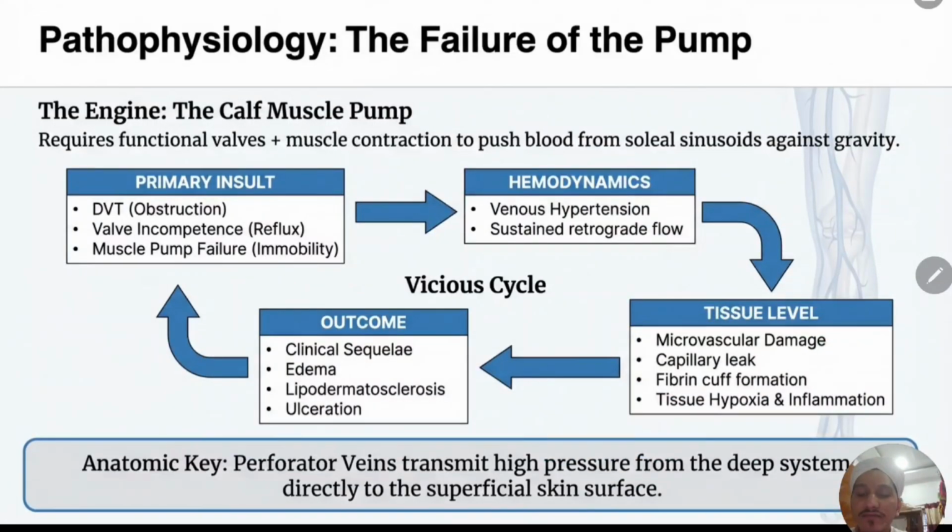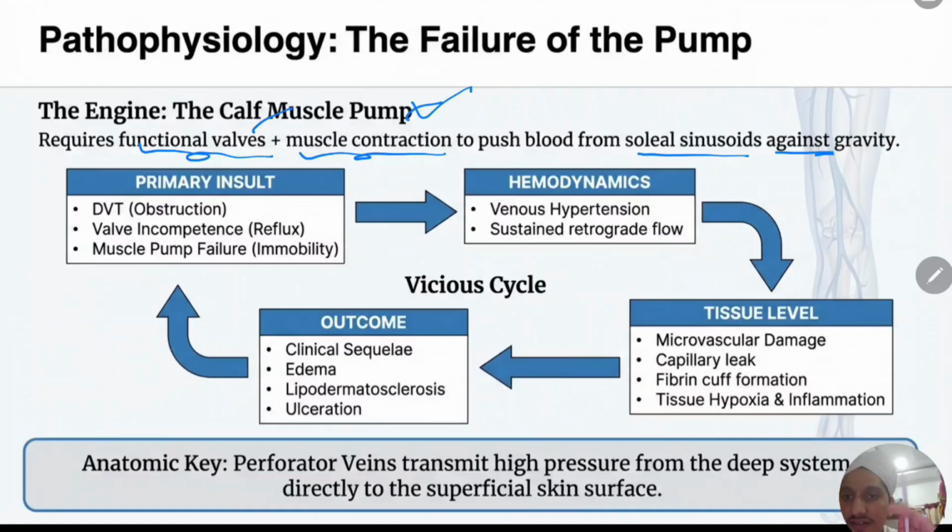Now the pathophysiology: the failure of the pump. Which pump? The peripheral pump, the peripheral heart, the calf muscle pump. So how does it act? It requires functional valves, number one, plus a muscle contraction to push blood from the soleal sinusoids. Soleus is a muscle. So to push the blood against gravity, it requires two things: valves and muscle contraction.